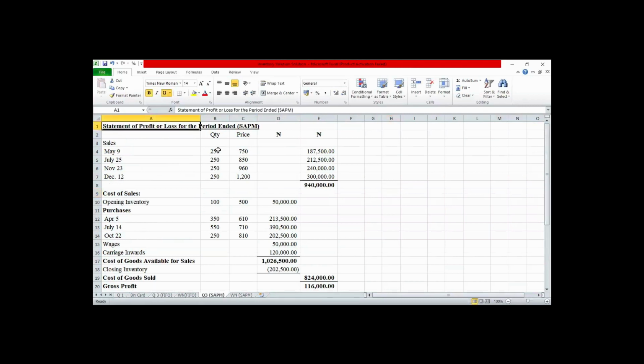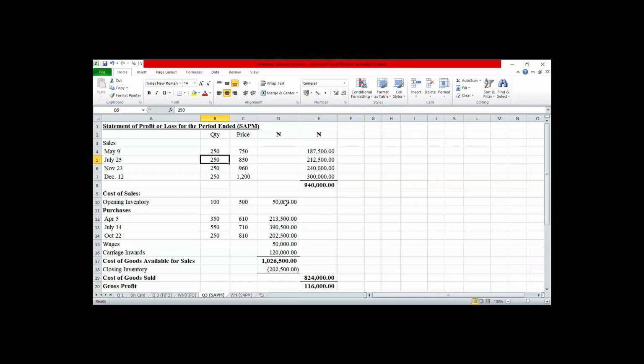Now, your selling price will remain the same. It will not change. In May, you have 250, yes? And the sales price at that particular price, 750, still gives you this. This one will also occur. 250 times 850 will give you this amount. 250 times 960 will give you this. 250 times 1002 will give you this. We add everything together, you have this. Is it clear? Yes, sir. Nothing will change there.